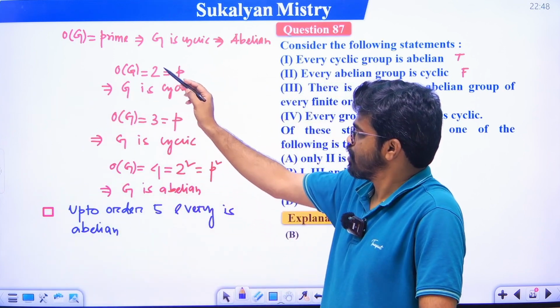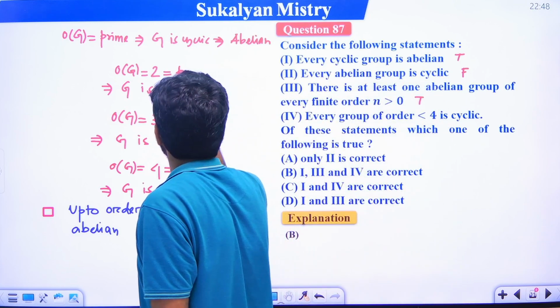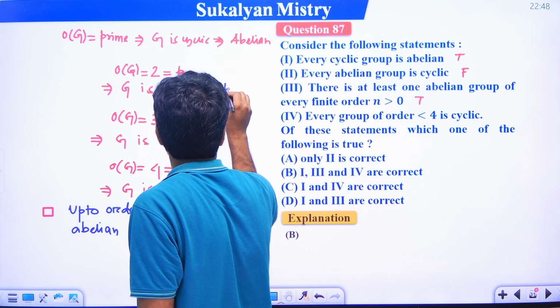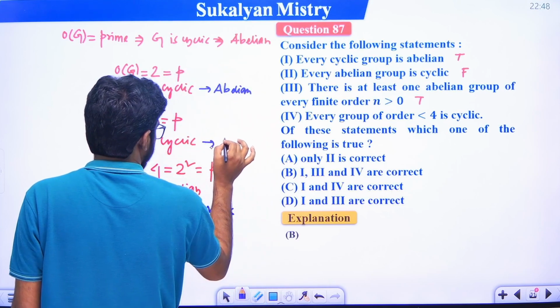This is cyclic. The order of G is 2, cyclic implies this is abelian.